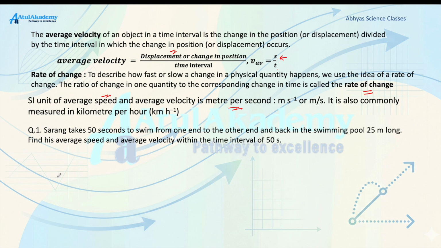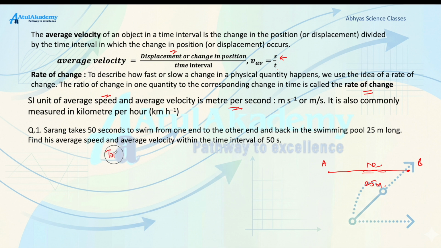Sarang takes 50 seconds to swim from one end to the other end and back in a swimming pool 25 meter long. Find his average speed and average velocity within the time interval of 50 seconds. So there is a swimming pool, and this person is swimming in this pool, and it is 25 meter long. 50 seconds to swim from one end, let's say from here to here, and coming back. So total time is given.